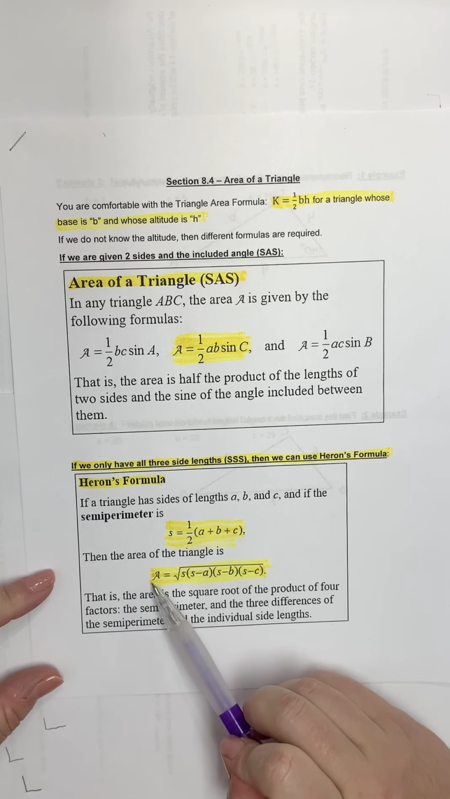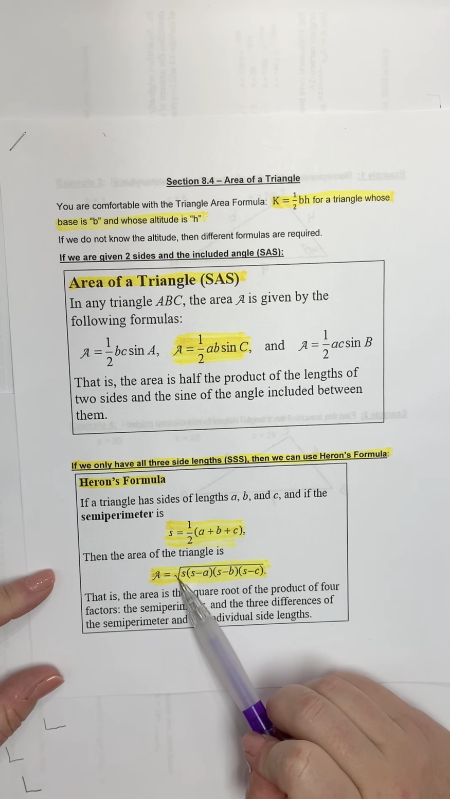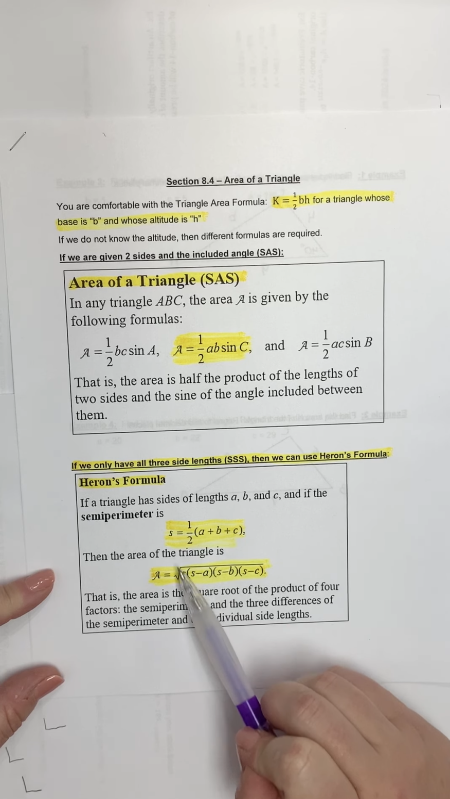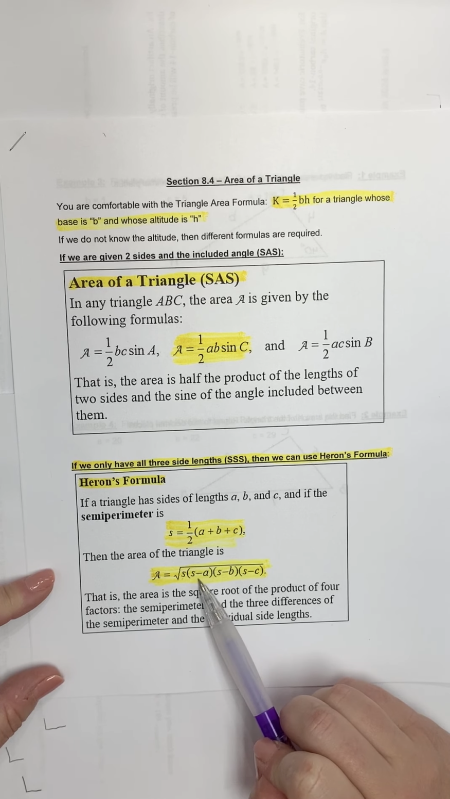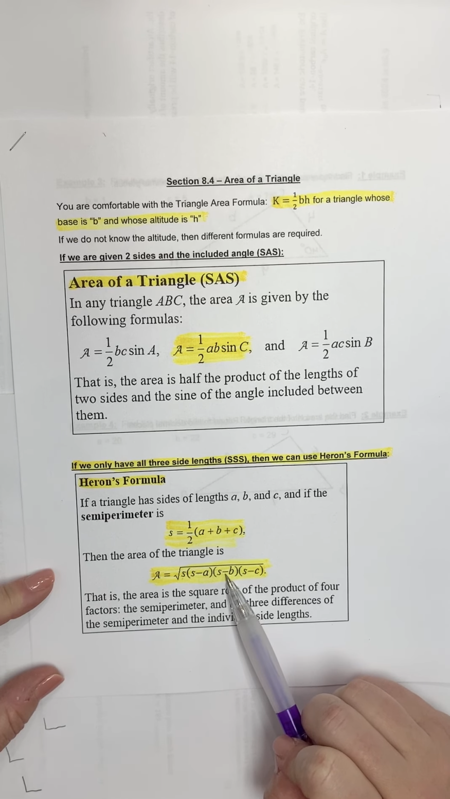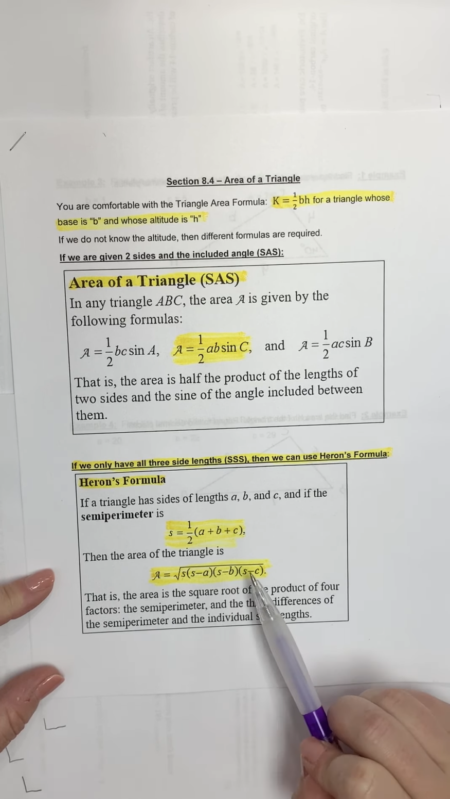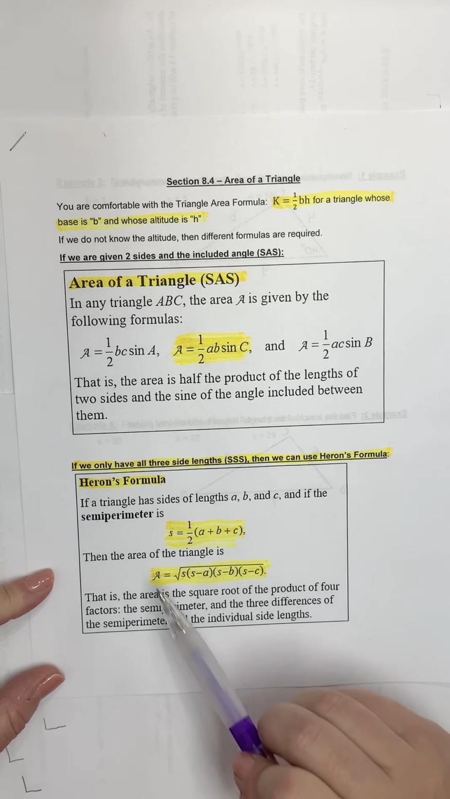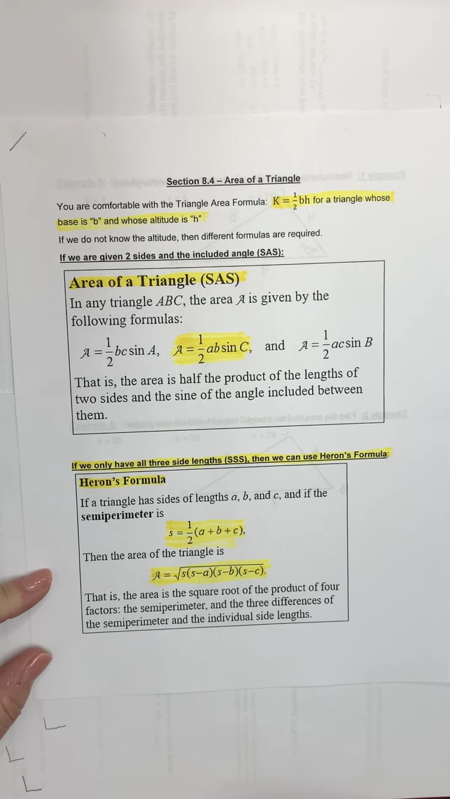Okay, that brings us then to our area formula for a side-side-side. And so what you'll see here is that the area is going to be the square root of 4 values. The first value is that semi-perimeter. The second is the difference of the semi-perimeter and side A, multiplied by the difference of the semi-perimeter and side B, and multiplied by the difference of the semi-perimeter and side C. So multiply those 4 values together and take the square root, and that will give you the area.